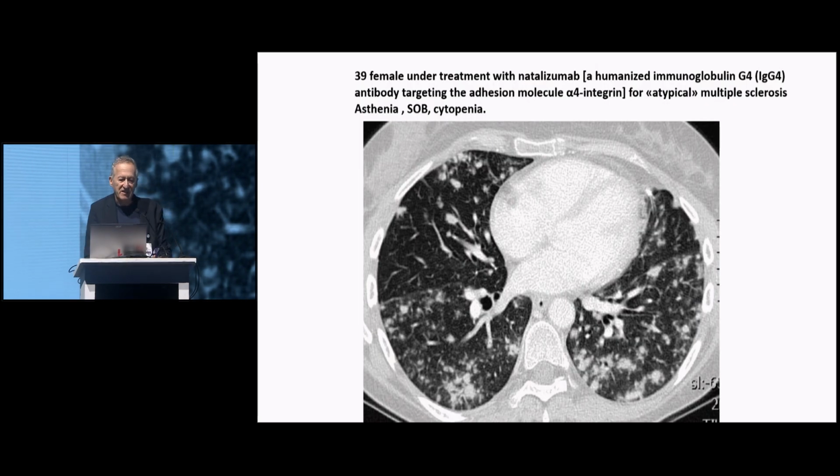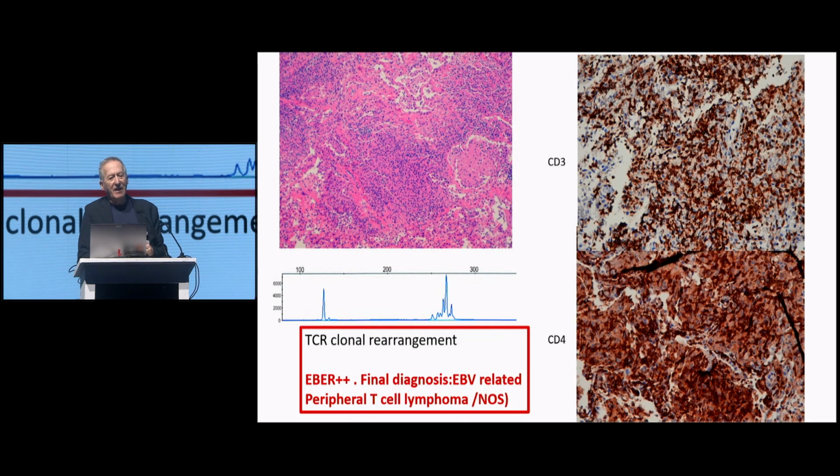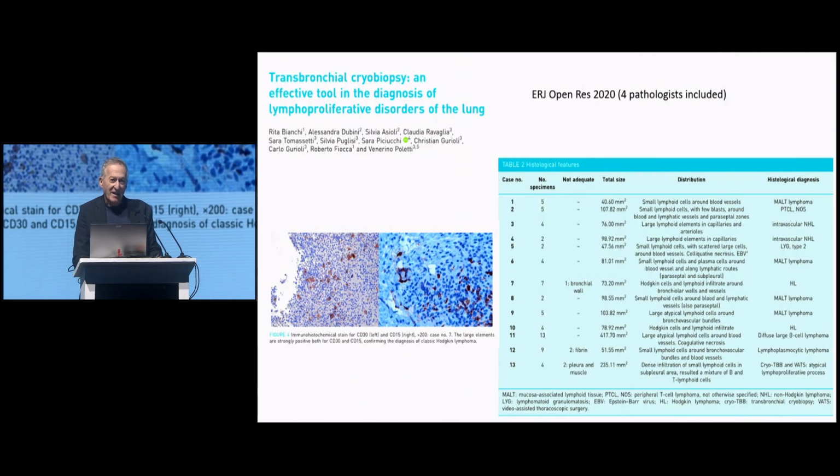She presented with asthenia, shortness of breath, and cytopenia, with a lot of nodules. The lung was infiltrated by CD3 and CD4-positive cells, but the T-cell receptor clonal rearrangement analysis documented clonality of the process. We also documented the infection by EBER. So the final diagnosis was EBV-related peripheral T-cell lymphoma, not otherwise specified. This was our experience with cryobiopsy in lymphoproliferative disorders in the lung, published almost 5 years ago.